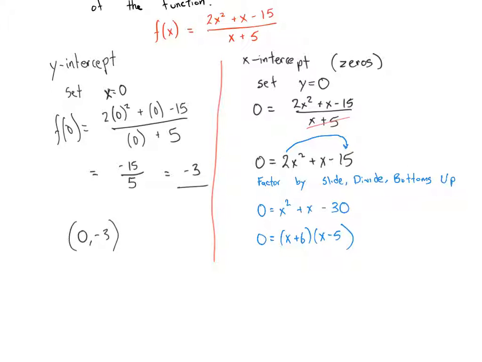All right, next step is divide. The next step is called divide. We divide by that original leading coefficient. What was that coefficient? 2. So you divide each of those numbers by 2. That's the divide part. Slide, divide, bottoms up.